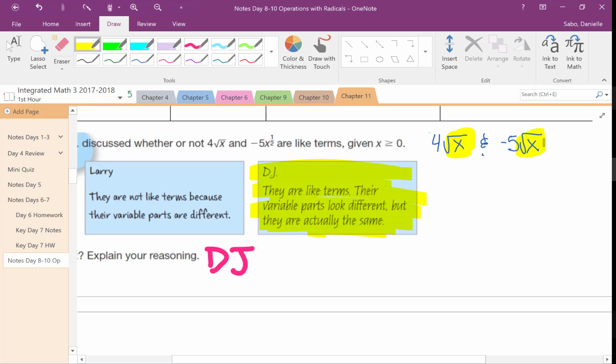Does it make sense now? Okay. Remember, you have to know that. You have to be able to go back and forth between exponential form and radical form. Okay, flip when you're ready.